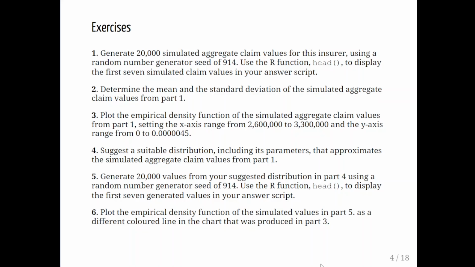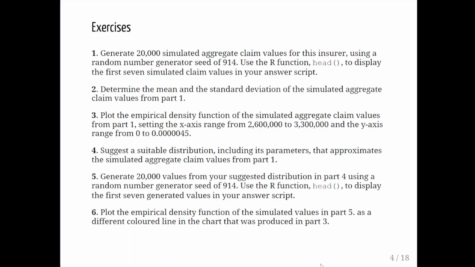Plot the empirical density function of the simulated aggregate claim values from part 1, setting an x-axis from 2,600,000 to 3,300,000 and a y-axis range of 0 to 0.0000045. Question 4. Suggest a suitable distribution, including its parameters, that approximates the simulated aggregate claim value in part 1.